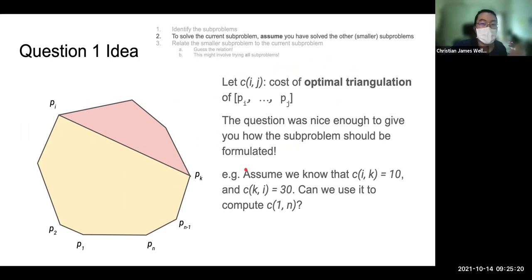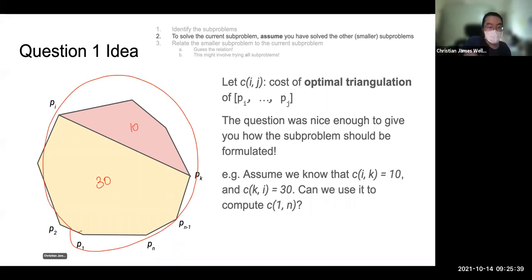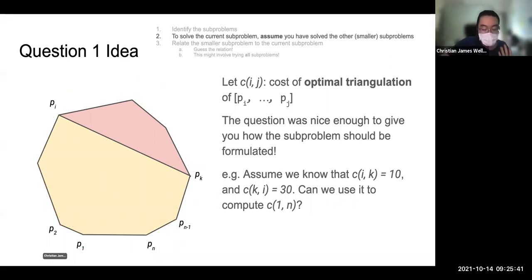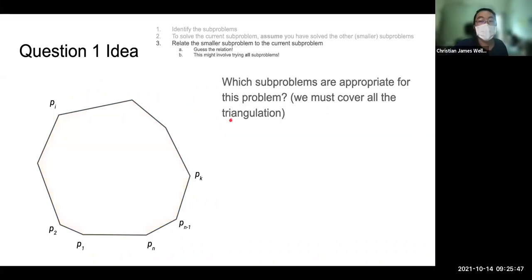So this is like saying, assume that you know that this is Ci to k, this is 10, and then this is 30, for example. If I know that this polygon takes 10 and this polygon takes 30, do we know how to compute the entire thing? That's what I mean by assuming that we know the answer to the subproblem without unrolling the recursion. So which subproblems are appropriate?